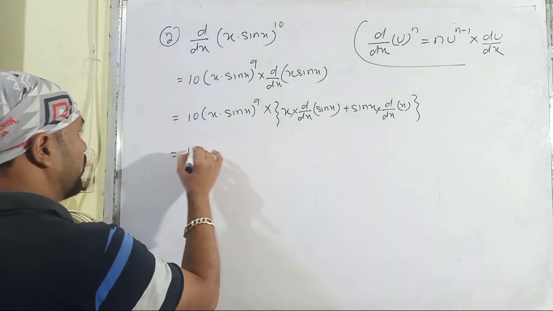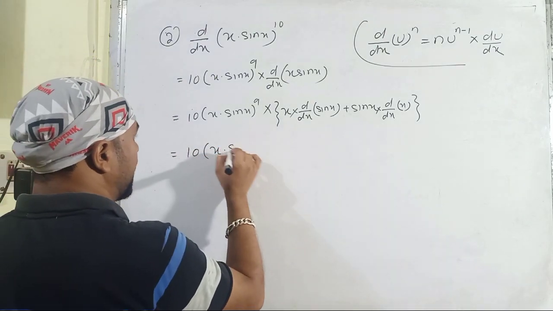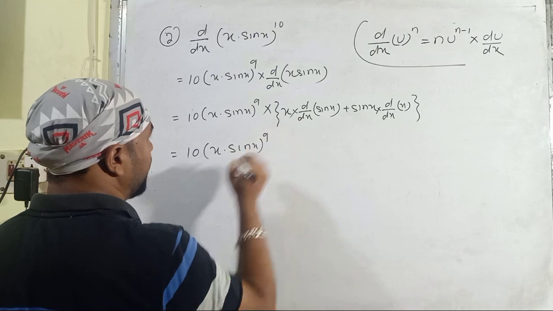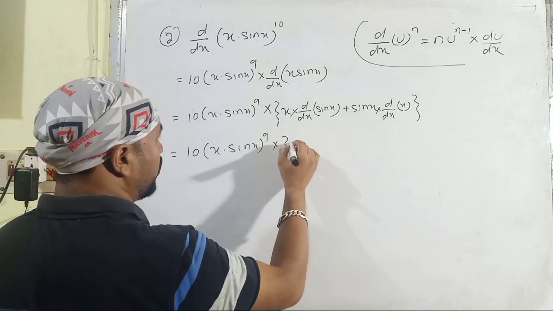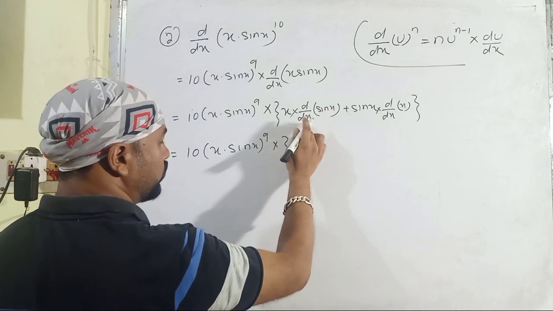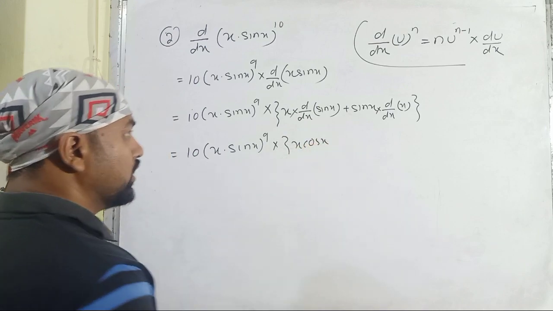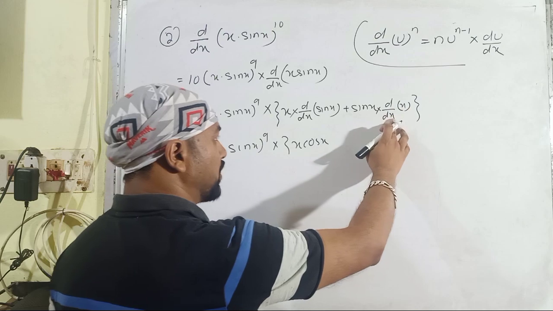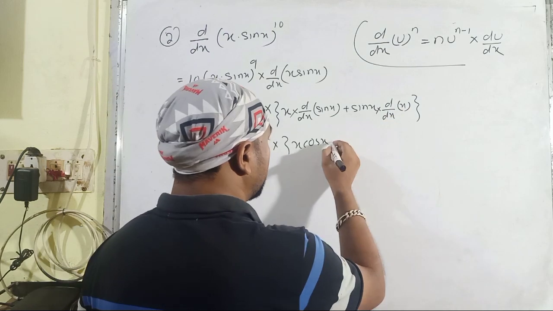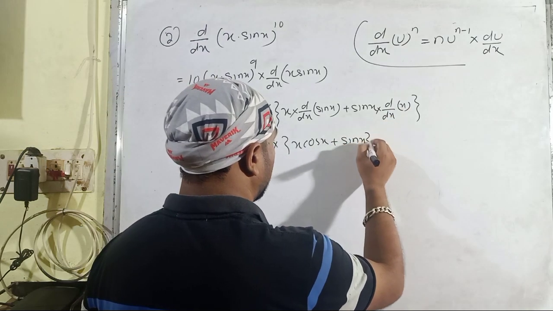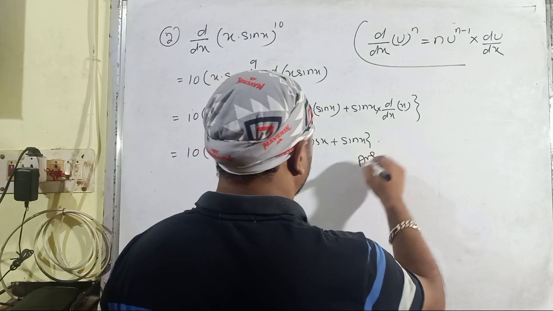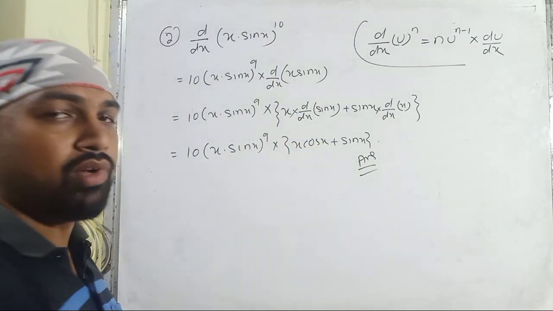So it will be 10 multiplied with x sin x whole to the power 9. Then here it is x times the differentiation of sin x with respect to x, which is the standard formula, cos x. Then differentiation of x with respect to x is always 1, so it will be plus sin x. So here is the solution for problem number 2.